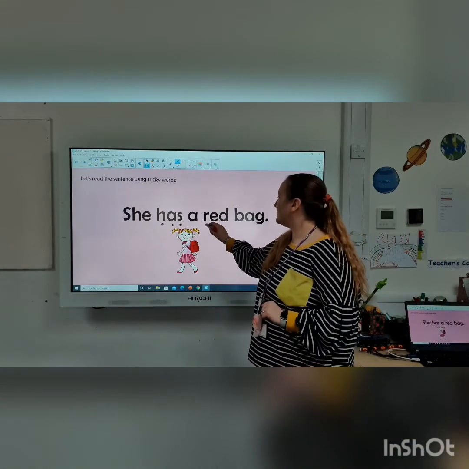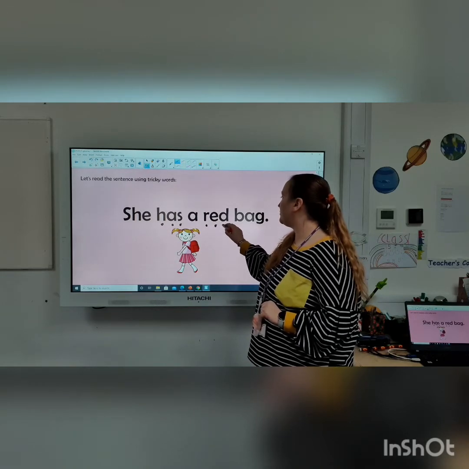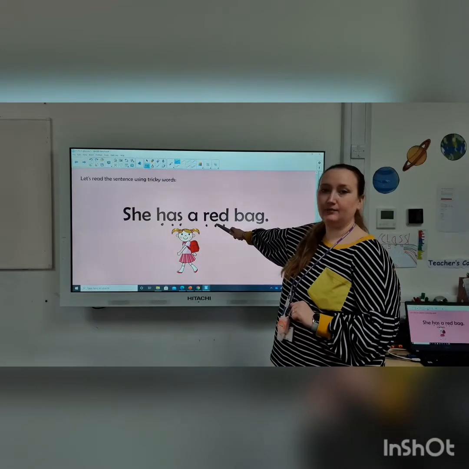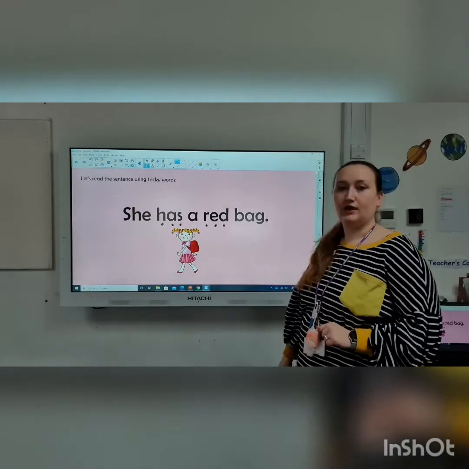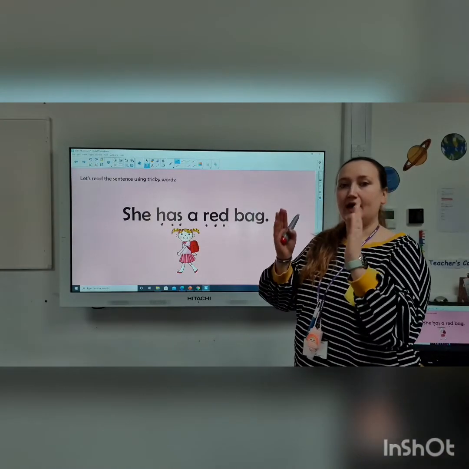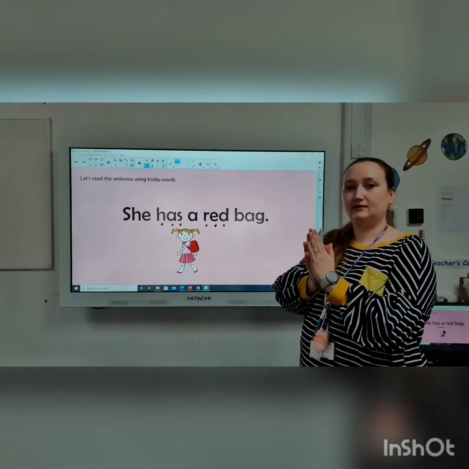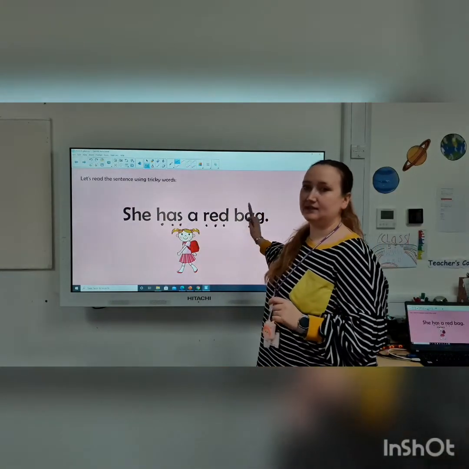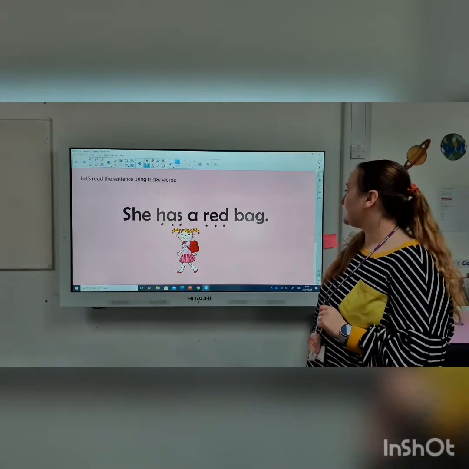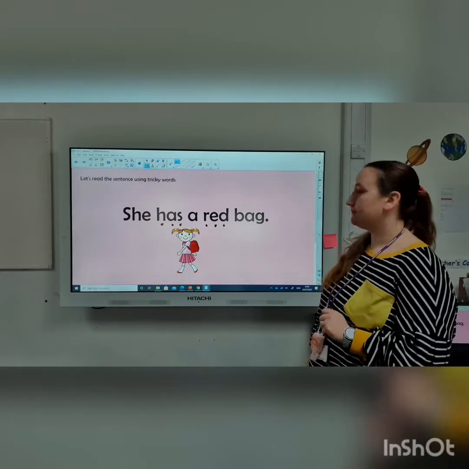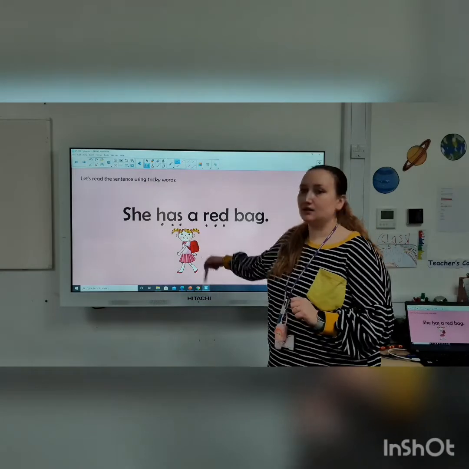Let's see if we can blend it. We have three phonemes, 1, 2, 3. We have the phoneme r, the phoneme e, and the phoneme d. Okay, so let's blend it together. Say it with me. R, e, d, red, red. She has a red, and you can probably guess what this last word says. It says bag. She has a red bag.